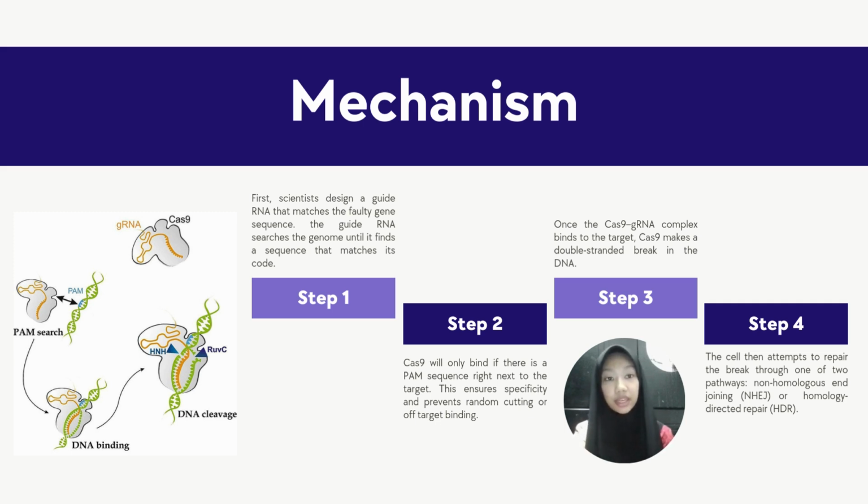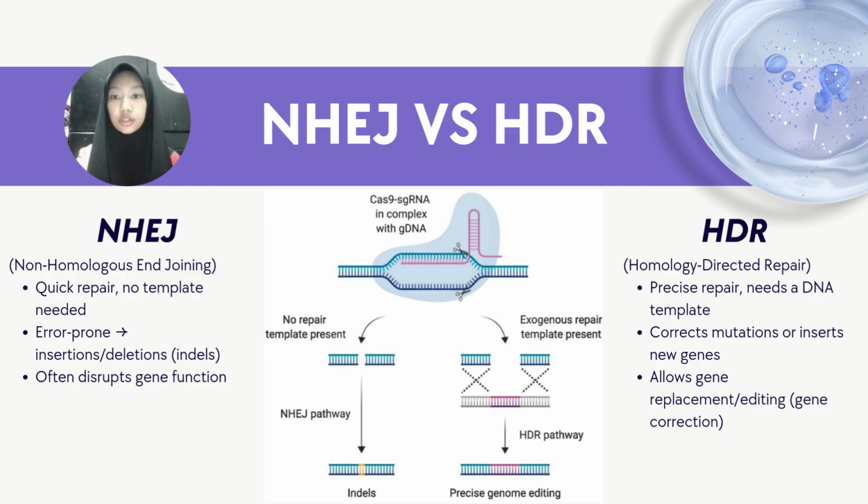For the third step, this is the cleavage step. Once the Cas9 and gRNA complex bind to the target, Cas9 makes a double-stranded break in the DNA. And for the last step, the cells then attempt to repair the break through one of two pathways. The first one is non-homologous end joining, NHEJ, and the second one is homology-directed repair, HDR.